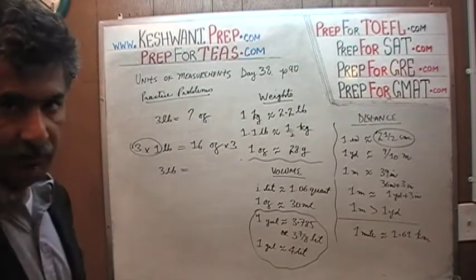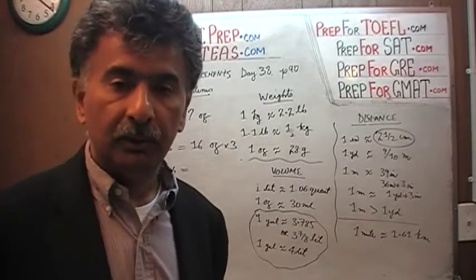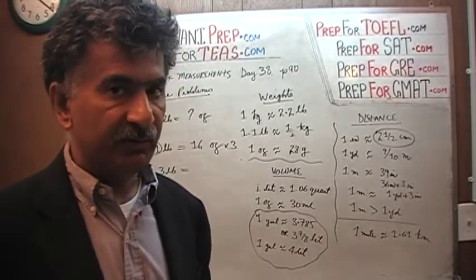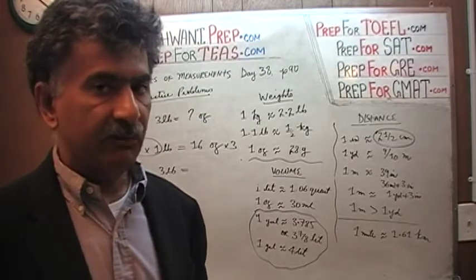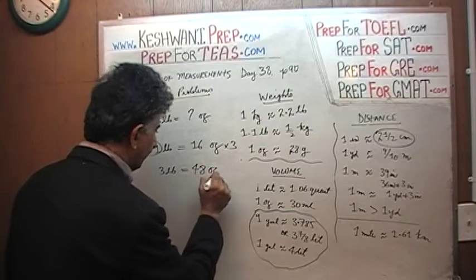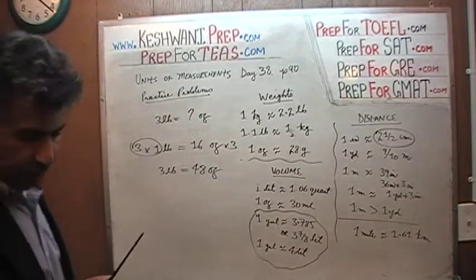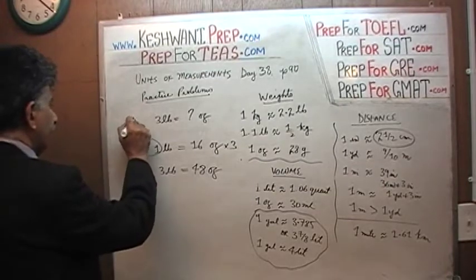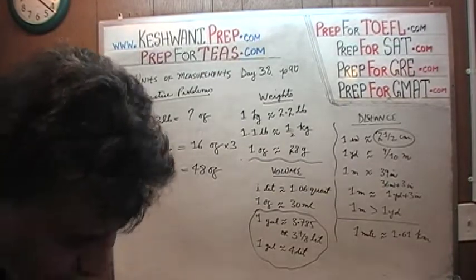How much is 16 times 3? Again, how do I know? I know 15 times 3 is 45. 3 15s makes 45. Therefore 16 times 3 should be 3 more than that, 48. 48 ounces. That was question number 3, I believe. Let's move on. Number 4.